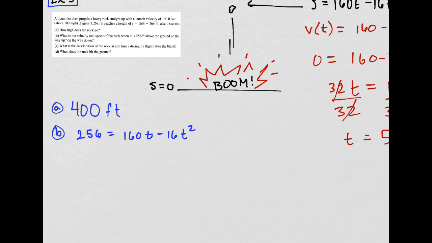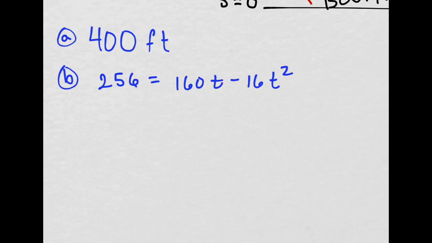This is saying, well, if I were to solve this, it would give me the t values, because there are two t values when the rock is 256 feet above the ground. On its way up, it reaches 256, maybe goes a little more, and then it's on its way down. It hits 256 again and then keeps going. So that's why there are two answers here, and we can just set it up like a regular quadratic and solve. So let's do that.